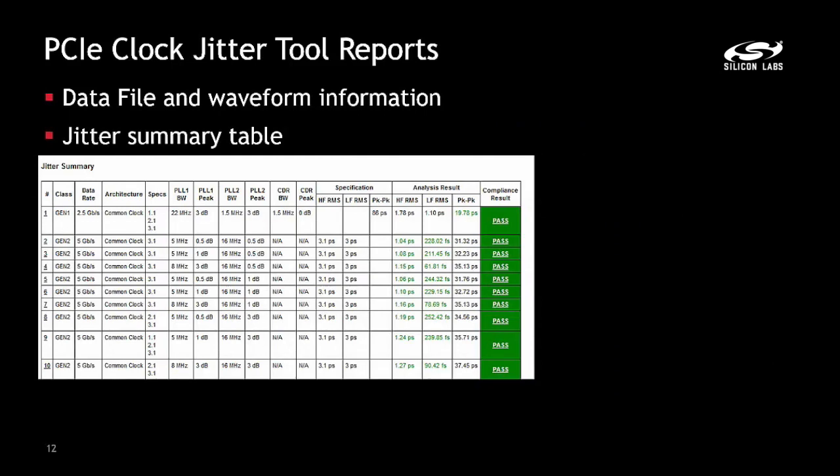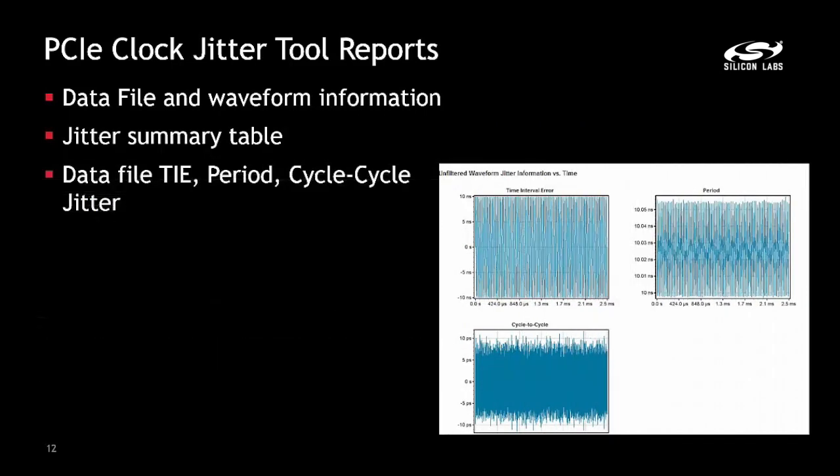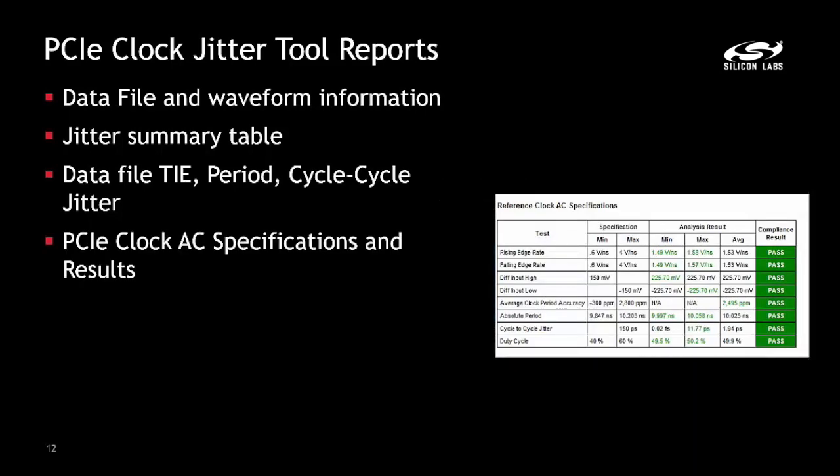After that, we have the data file TIE, period, and cycle-to-cycle jitter plots if applicable. Following that, the PCI Express clock AC specification and results are provided. These top 4 sections should be the most relevant data needed and will provide pass-fail information regarding each specification.